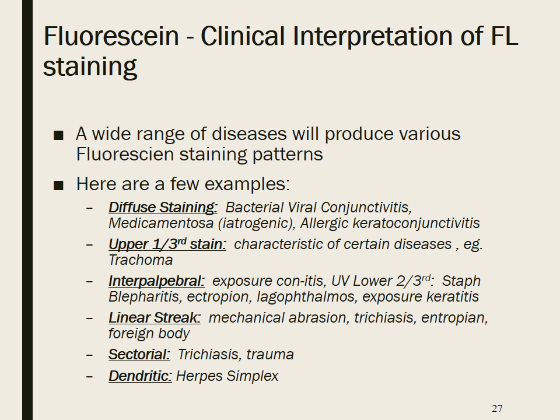Interpalpebral staining is exposure conjunctivitis, UV. Lower two thirds staining is staphylococcal blepharitis, entropion, and also exposure keratitis. Linear streak staining is a mechanical abrasion, trichiasis, entropion, and also foreign body. Sectoral staining is because of trichiasis and also trauma. And it also can detect dendritic staining, which is because of herpes simplex.